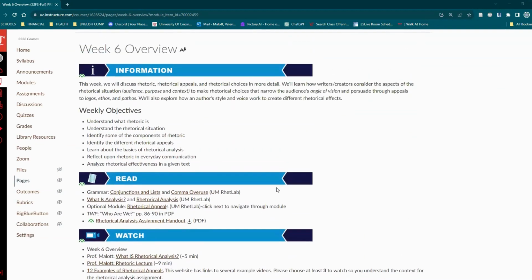I have a couple of pages from the University of Mississippi Rhet Lab. One is what is analysis, the other one is rhetorical analysis. These two things will help you to understand a little bit more what we're trying to do in the rhetorical analysis assignment. There is an optional module if you just can't grasp the information on rhetorical appeals. We have that also from the University of Mississippi Rhet Lab. Make sure that you click next to navigate through the whole module.